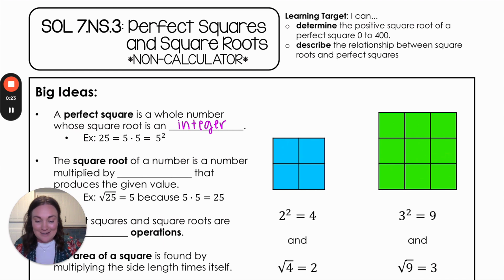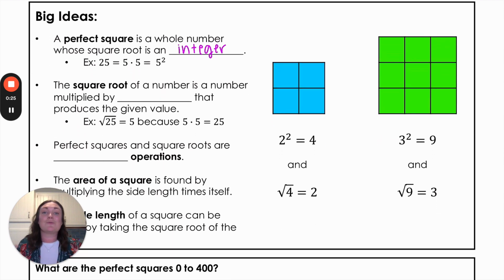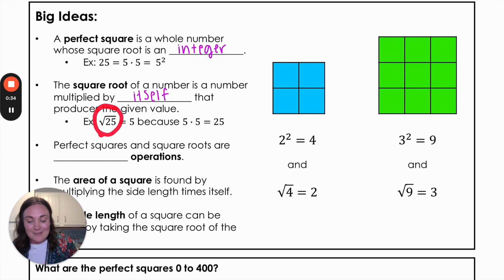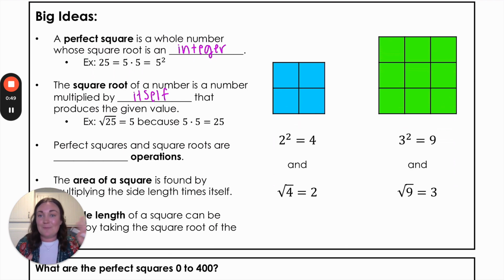Now, on the opposite end of that, we have something called a square root. So the square root of a number is the number multiplied by itself that produces that given value. So sticking with that same example, if we say the square root of 25, which is what that little symbol is, this is actually called a radical symbol, but we read this as the square root of 25 equals 5 because 5 times itself, or 5 times 5, gives us 25. So you can kind of see how these are related. Perfect squares and square roots are called inverse operations, just like adding and subtracting, multiplying and dividing. They are opposites of each other.